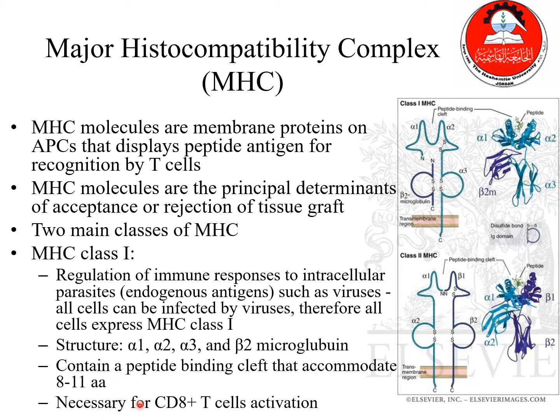And it is going to be recognized by CD8 T cell and activated. As a result, this virally infected cell is going to be targeted by the cytotoxic T cell. Perforins and granzymes are going to be produced, and this is going to lead eventually to killing of this infected cell.